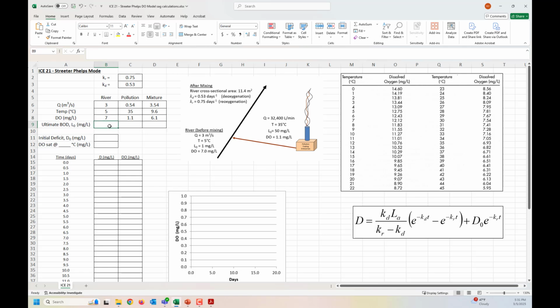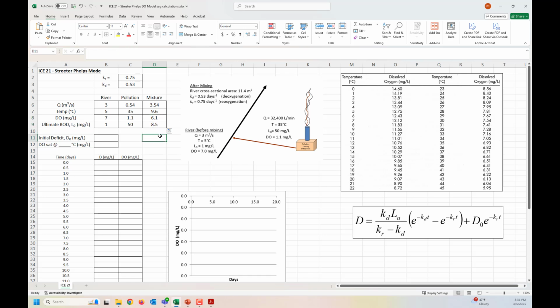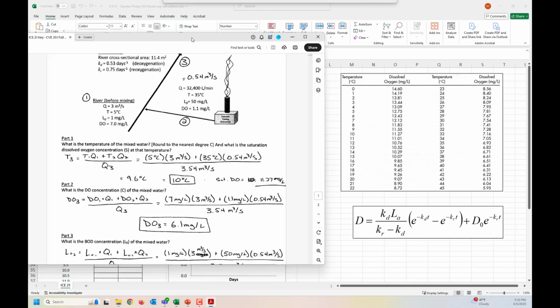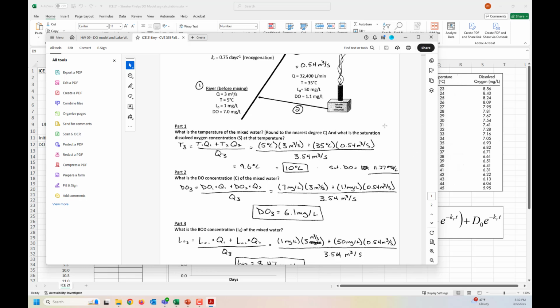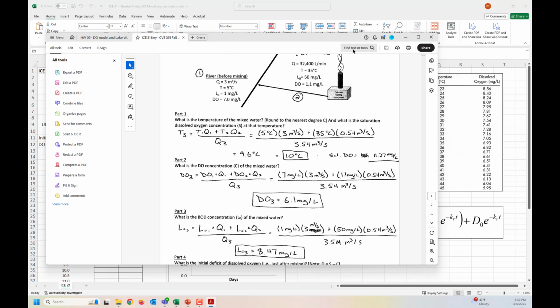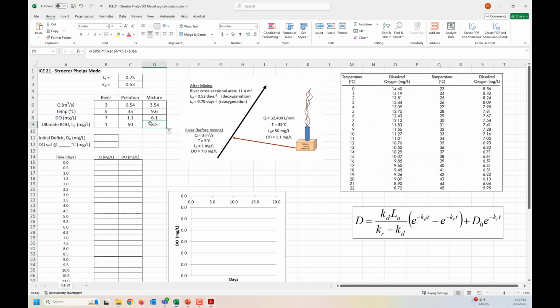Then the ultimate BOD for the river was 1. For the pollution was 50. So again, I can drag this down and get the ultimate BOD of the mixture. So let's just take a moment to double check that these values are consistent with what I showed you in class today. So it was saying the mixture temperature was 9.6 Celsius, the dissolved oxygen 6.1, and the ultimate BOD 8.47. So yes, I think we are on track.